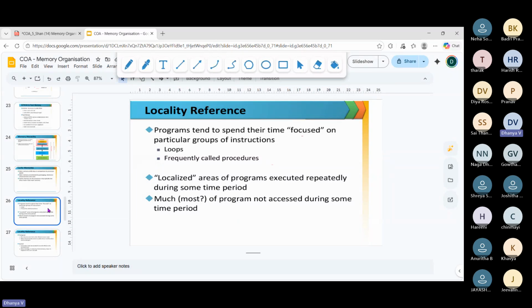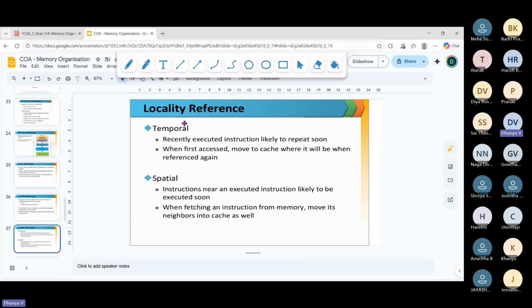So, locality of reference: you have a program, and only some part of it is actually required more frequently. So you need to have that part in your cache or in your memory units, which can be accessed faster than your other parts. That is what we are trying to solve here.